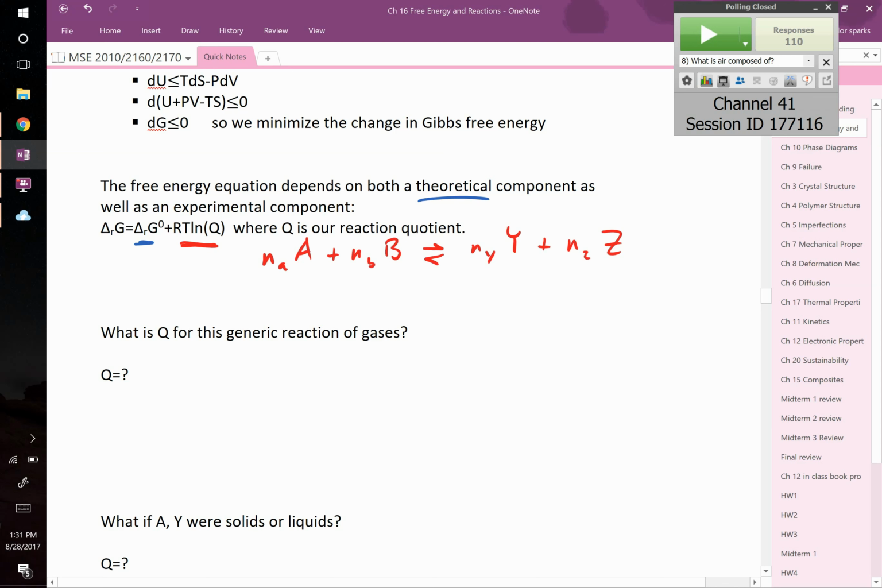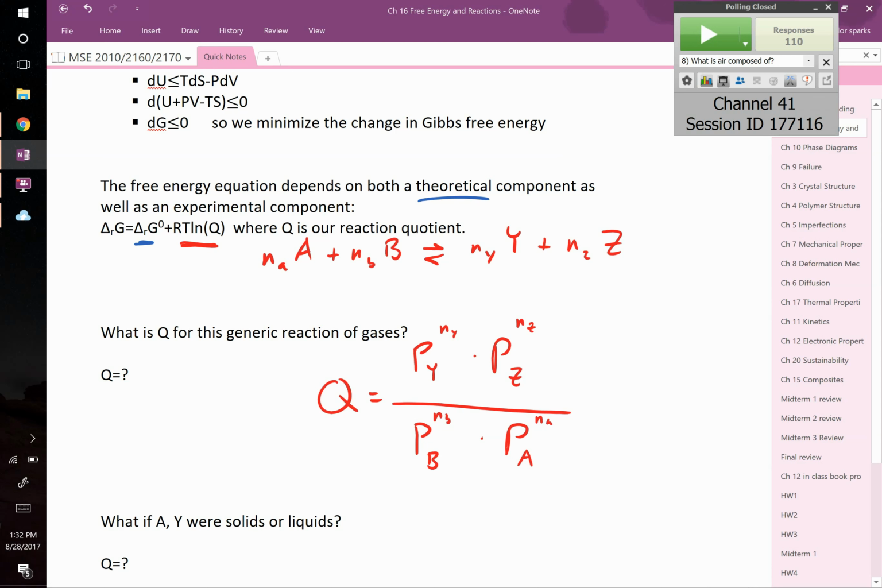The reaction quotient Q, if they're all gases, equals products over reactants. You take the partial pressure of Y raised to the number of moles of Y, multiplied by the partial pressure of component Z raised to the number of moles of Z, divided now by the reactants: the partial pressure of component B raised to the number of moles of B, multiplied by the partial pressure of component A raised to the number of moles of A. So that's kind of a mouthful, but it's really just products over reactants.